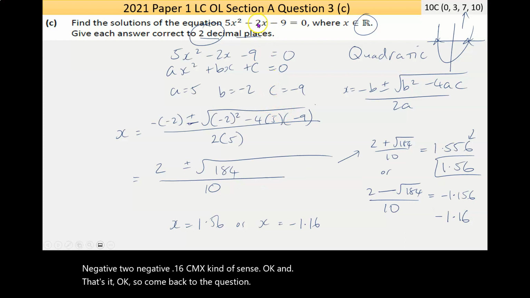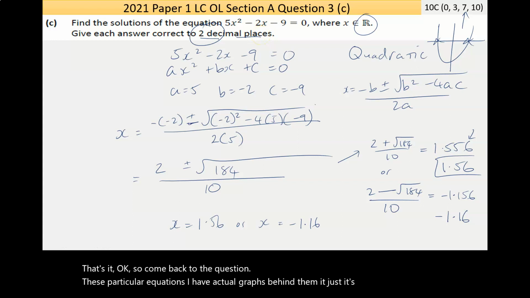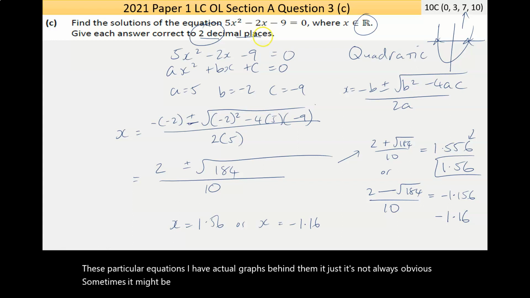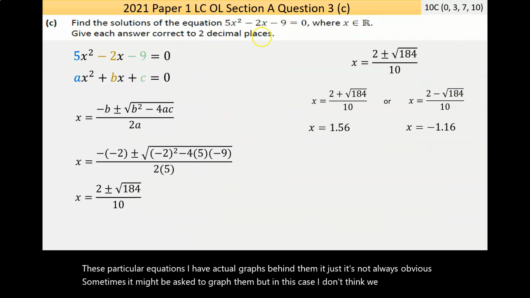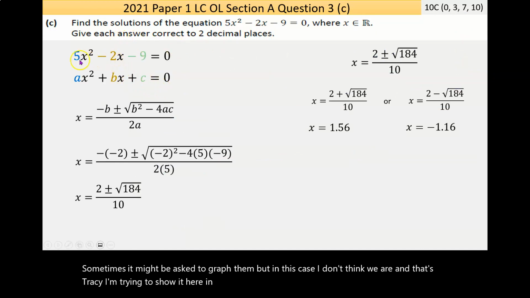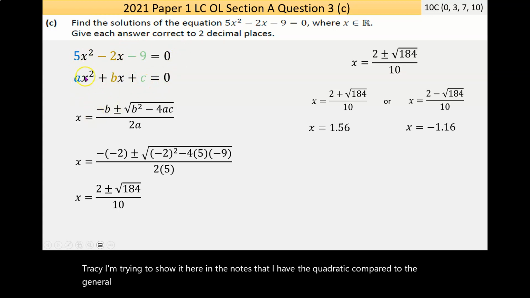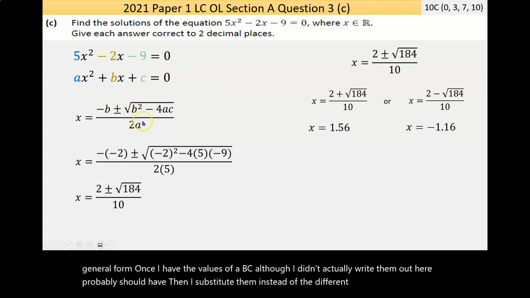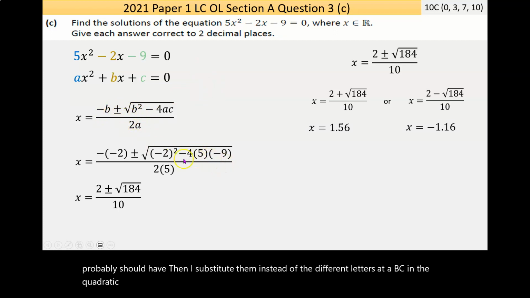These particular equations have actual graphs behind them. It's not always as obvious. Sometimes you might be asked to graph them, but in this case, I don't think we are. And that's 3C. I'm trying to show it here in the notes that I have the quadratic, I compare it to the general form. Once I have the values of A, B, and C, although I didn't actually write them out here, probably should have, then I substitute them instead of the letters A, B, and C in the quadratic formula.